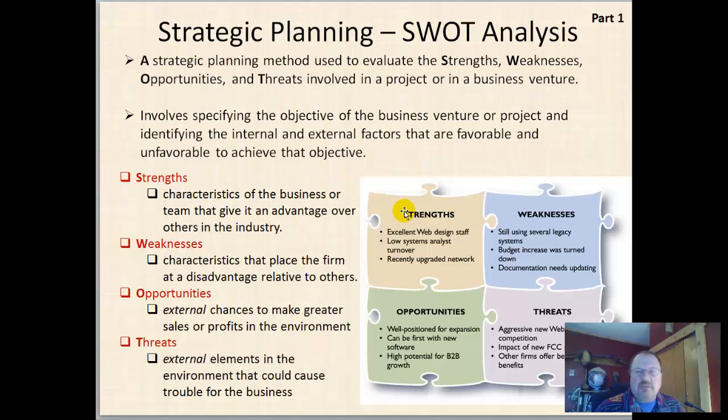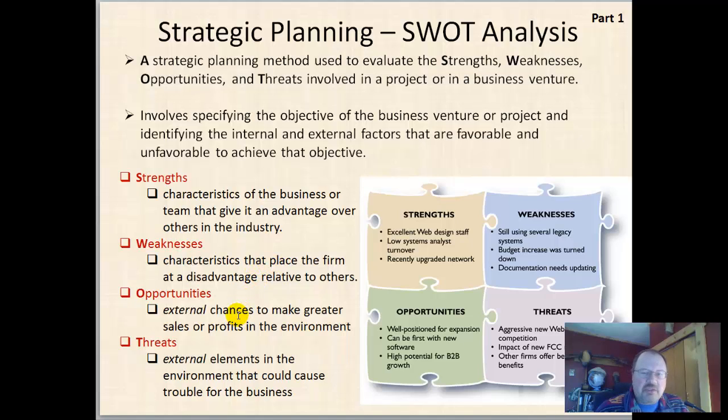Okay, now, the SWOT analysis is a strategic planning method used to evaluate the strengths, weaknesses, opportunities, and threats involved in a project or in a business venture. Now, this involves specifying the objective of the business venture or project and identifying the internal and external factors that are favorable and unfavorable to achieve that objective. So, we have kind of what overall? Strengths. Characteristics of the business or team that give it an advantage over others in the industry. So that's a strength. A weakness is a characteristic that places the firm at a disadvantage relative to others in that same industry.